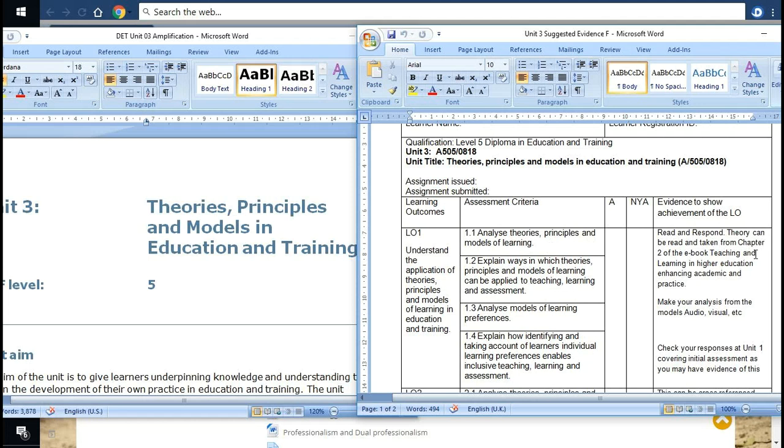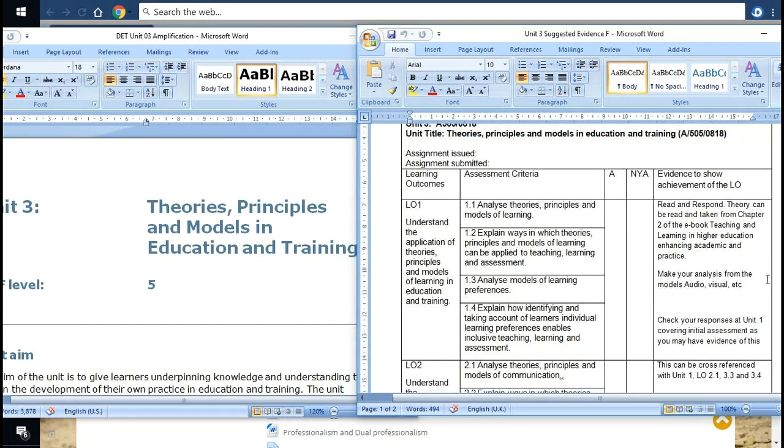The theory can be read and taken from Chapter 2 of the e-book Teaching and Learning in Higher Education, Enhancing Academic Practice. And then again, make your analysis from the second bit, models of learning and preferences. That's part of the different learning styles, of course.